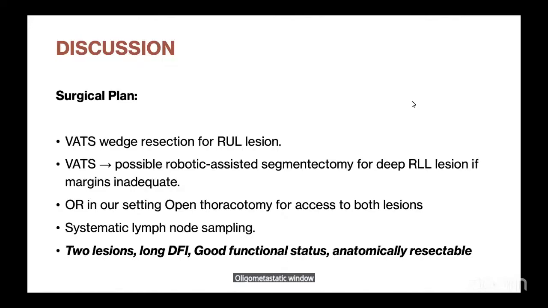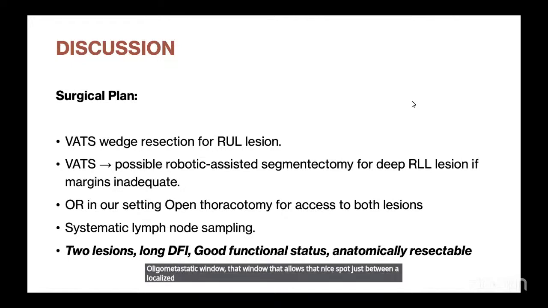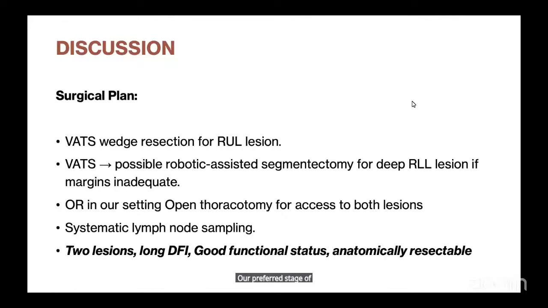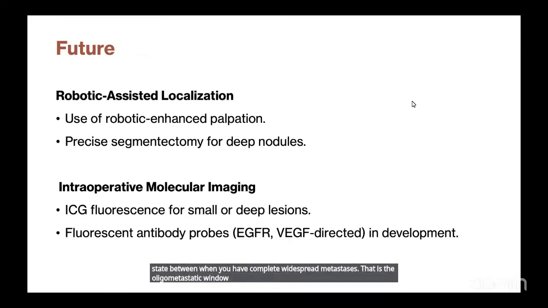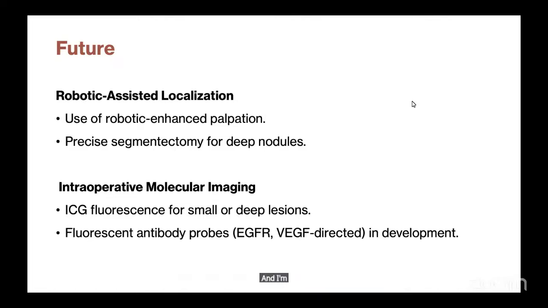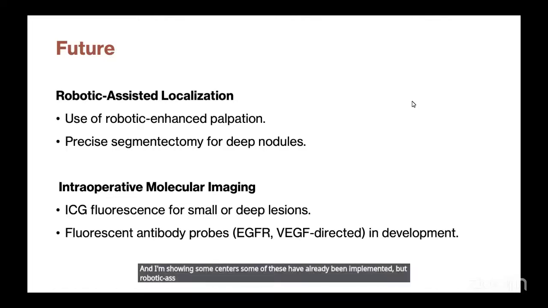That window that allows that nice spot just between a localized cancer, which of course would be our preferred stage of getting the patient, and that state between when you have complete widespread metastases. So that is the oligometastatic window that we're talking about. What are some of the surgical things in the future that we're looking at? And I'm sure in some centers, some of these have already been implemented, but robotic assisted localization, use of robotic enhanced palpation allows you to, of course, have a fully minimally invasive approach.